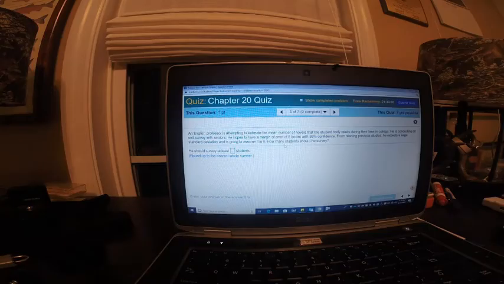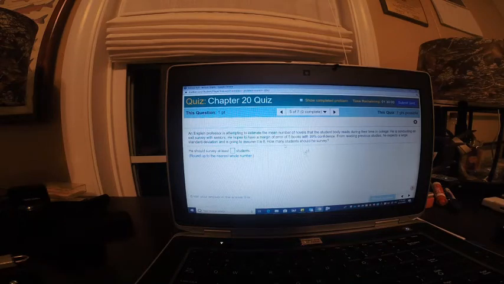This one says an English professor is attempting to estimate the mean number of novels that the student body reads during their time in college. He is conducting an exit survey with seniors. He hopes to have a margin of error of 5 books with 99% confidence. From reading previous studies, he expects a large standard deviation and is going to assume it is 8. How many students should he survey?